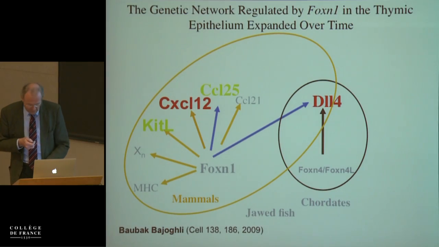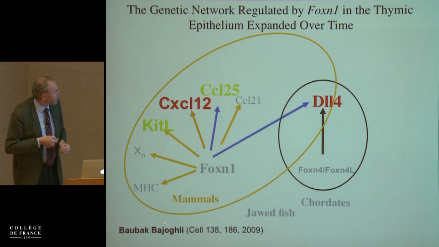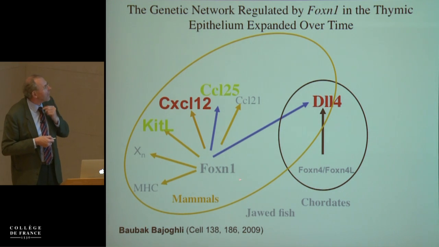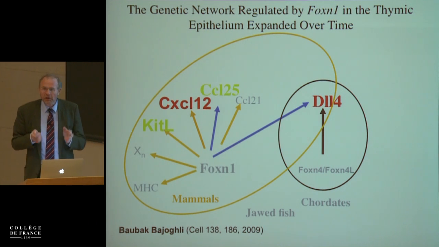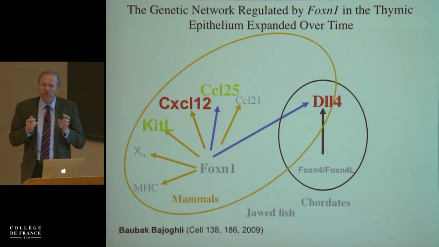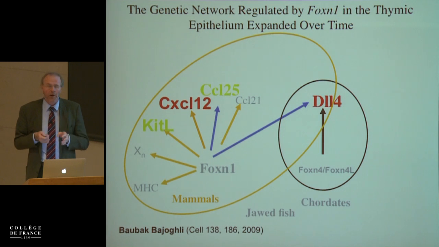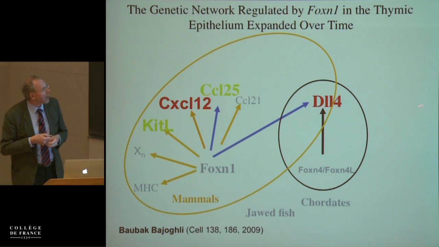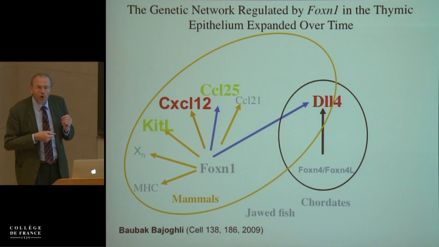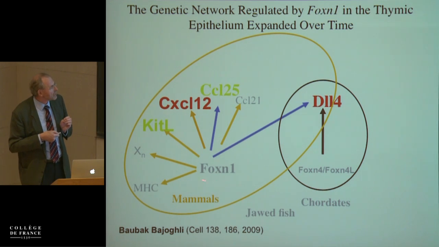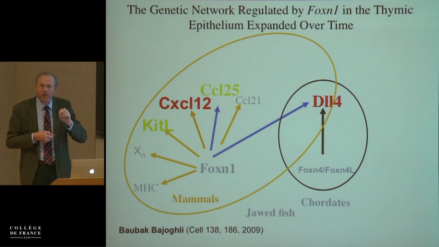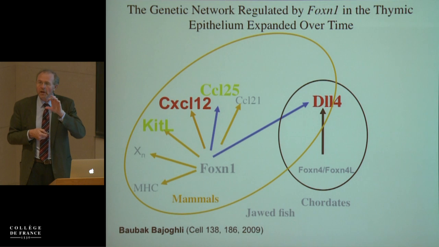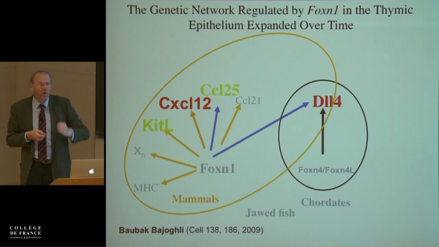So it should be possible, now again using this comparative approach, to identify the key molecules that define a thymopoietic microenvironment. Now, Babak Bajokli, some years ago, used a very complicated and extensive phylogenetic analysis of genomes and genes and expression profiling and whatever to derive a list of candidates that this FOXN1 transcription factor that I already mentioned before, that is the key regulator of thymic epithelial differentiation, has presumably regulated in various stages of vertebrate evolution.